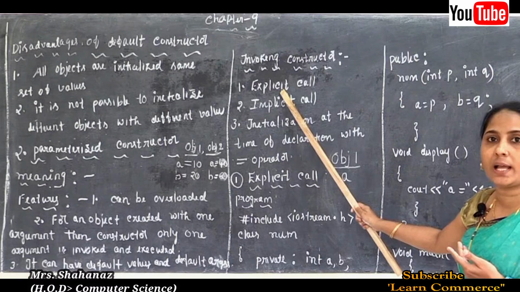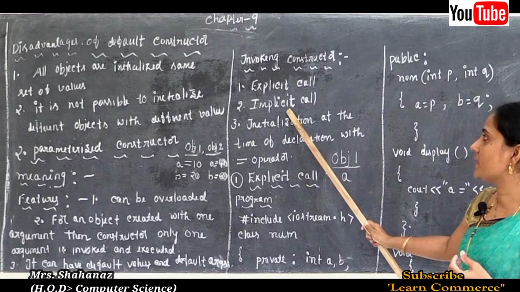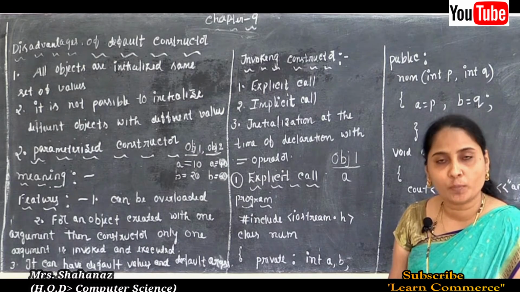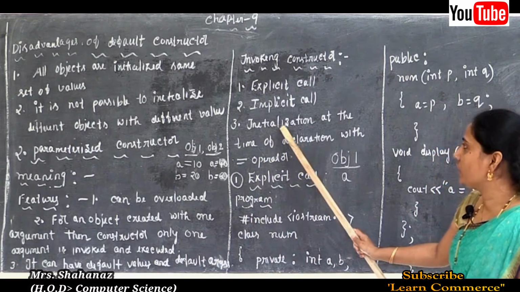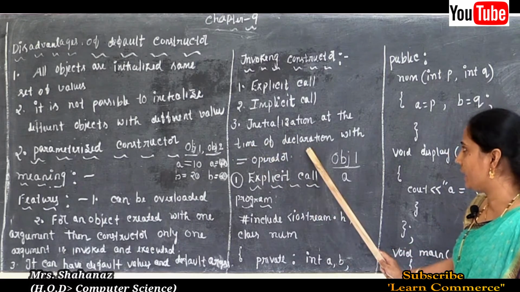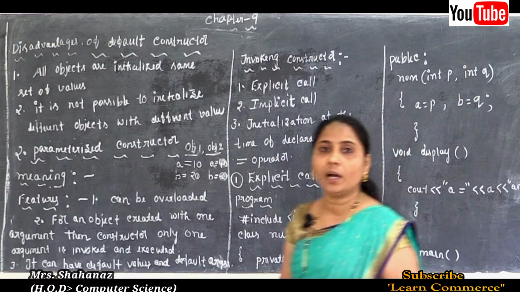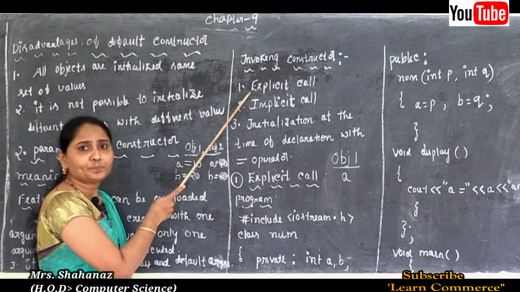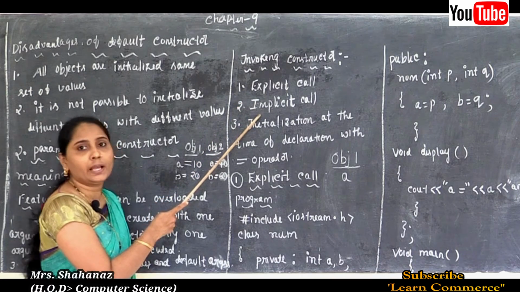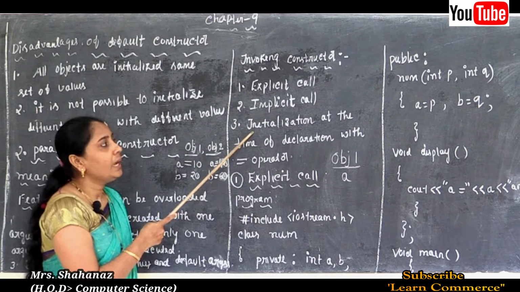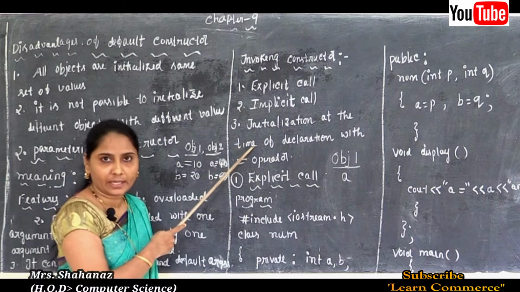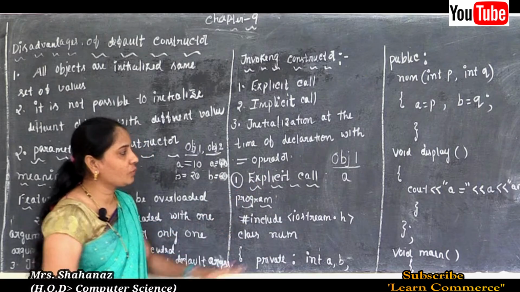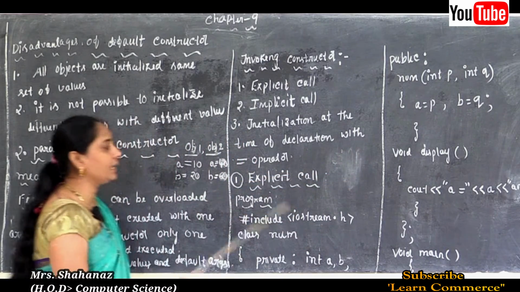The first method is called the explicit call, the second one is the implicit call, and the third one is the initialization of object, or simply the initialization at the time of declaration with the assignment operator. So there are three types of invoking constructors: the explicit call, the implicit call, and the initialization at the time of declaration with the assignment operator. Now what about the first one? The first one is the explicit call.